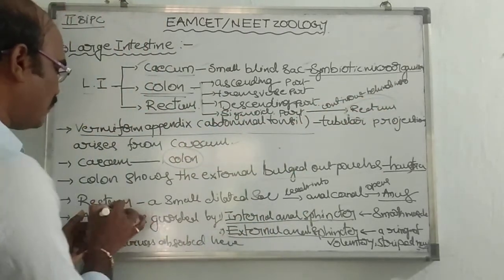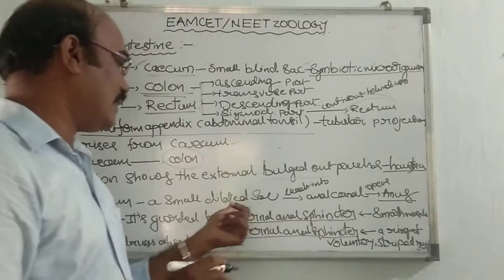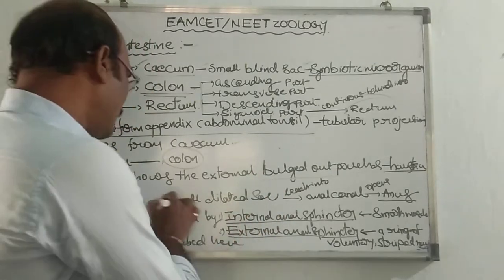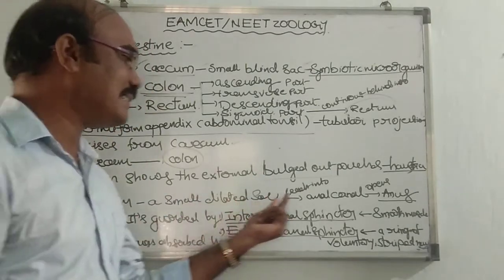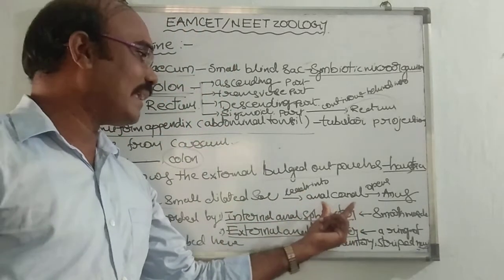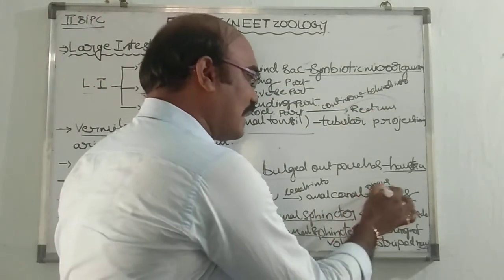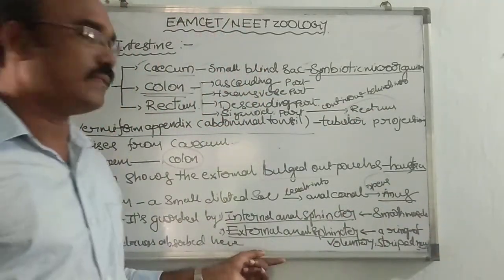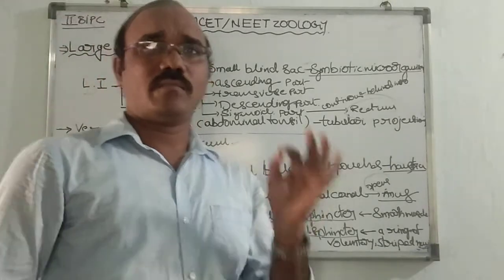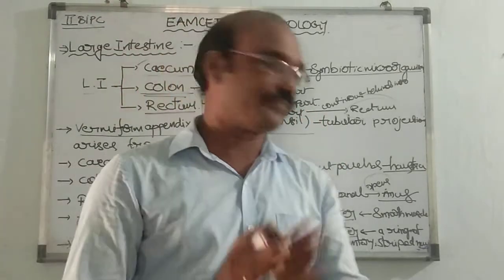So what kind of structure is the rectum? The rectum is a small dilated, sac-like structure. It leads into the anal canal, and this anal canal opens into the anus. The anus is the last part of the alimentary tract.